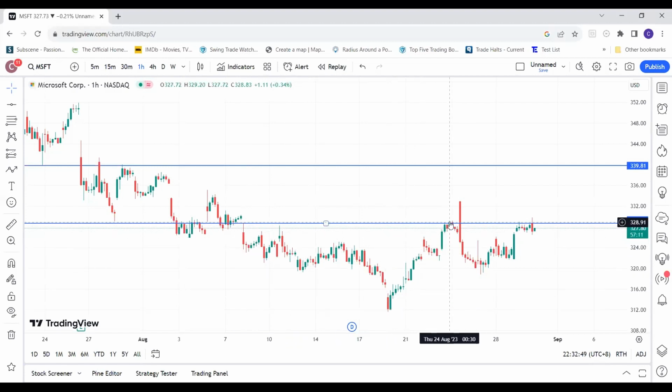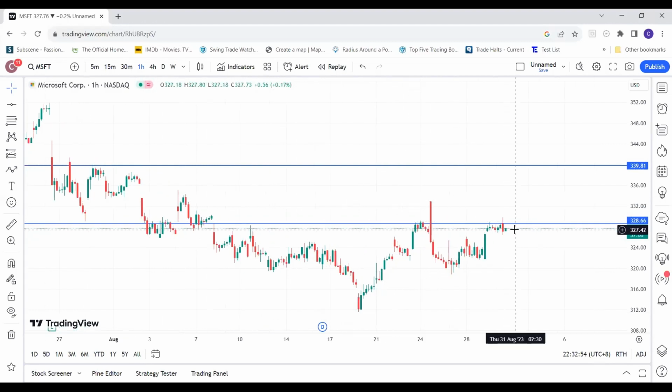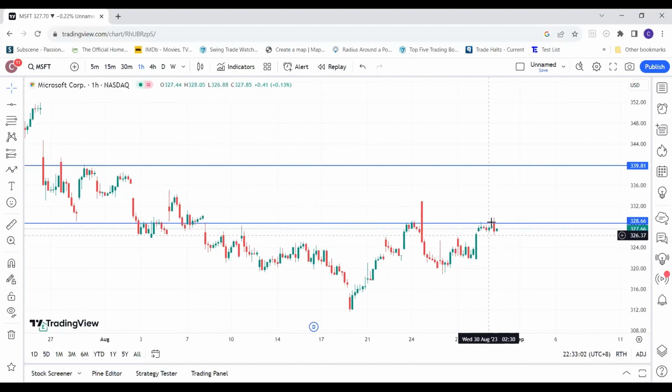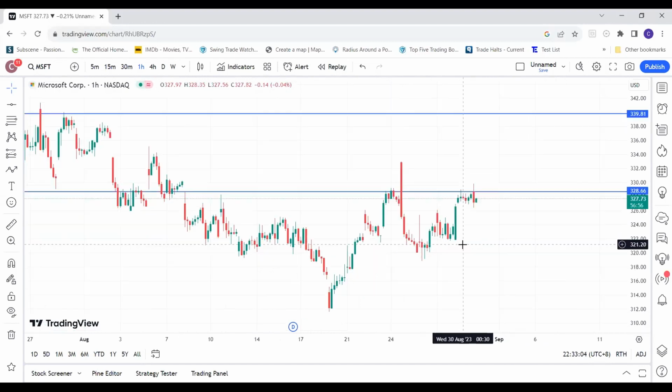So now currently where it is sitting at is again a potential level. Right now it is just trying to break above, but it failed to, right?